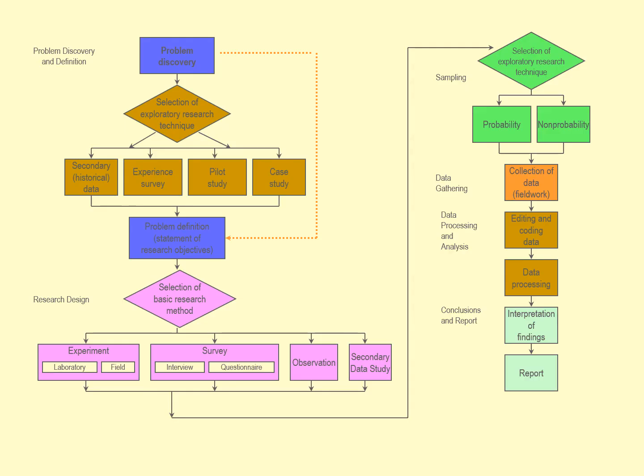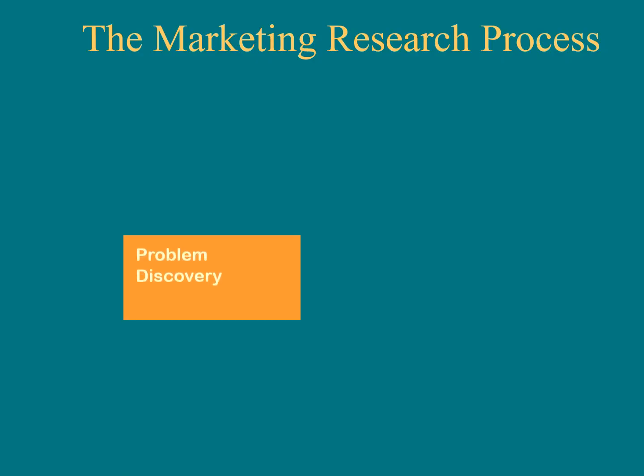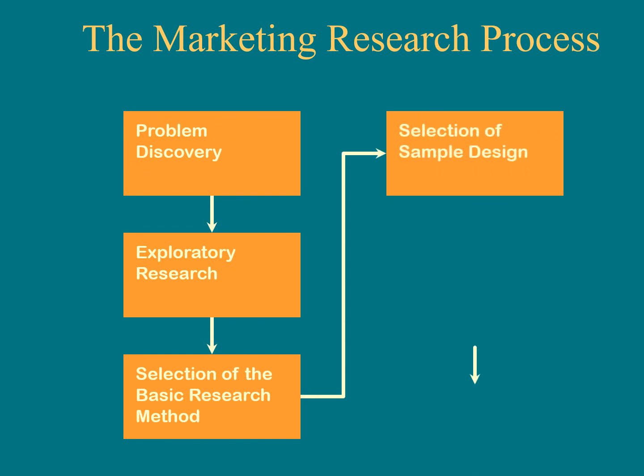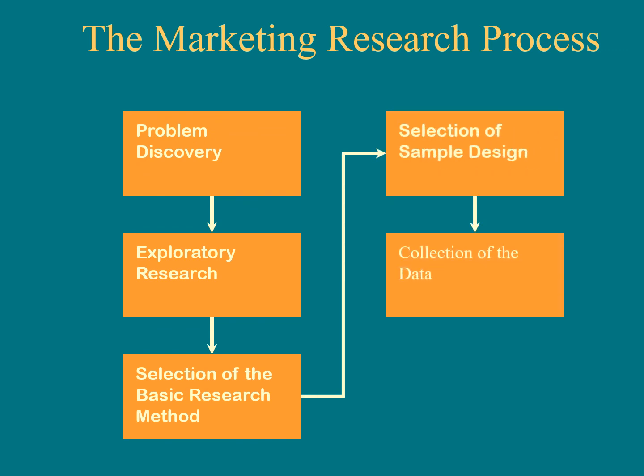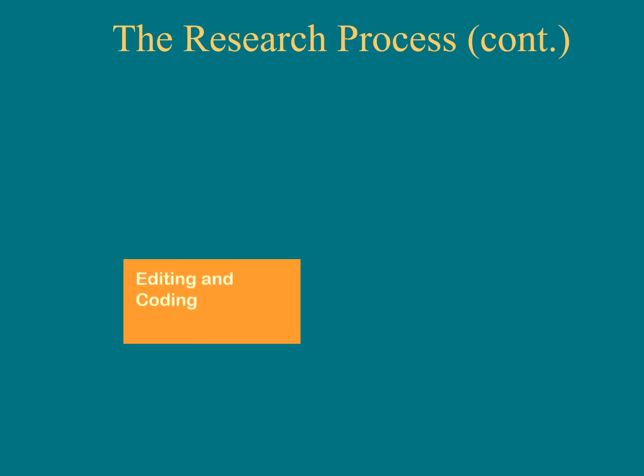Here is the problem discovery and definition in this figure. One can look into it and understand easily. Then comes the marketing research process. When we face a marketing problem, there must be problem discovery, and then exploratory research is conducted, the basic research method is selected, the sample design is selected, and then comes the collection of the data from the customers.